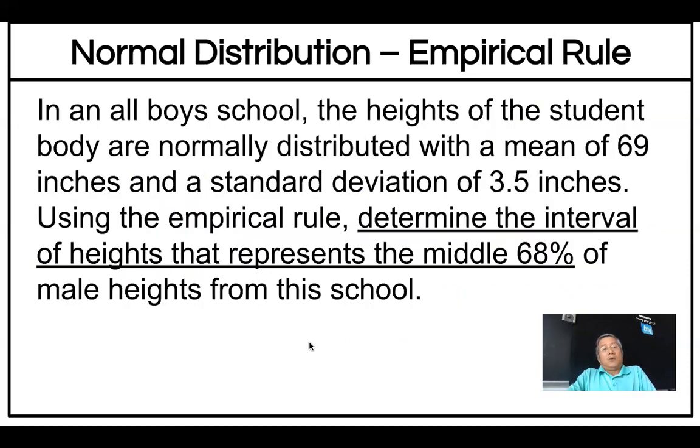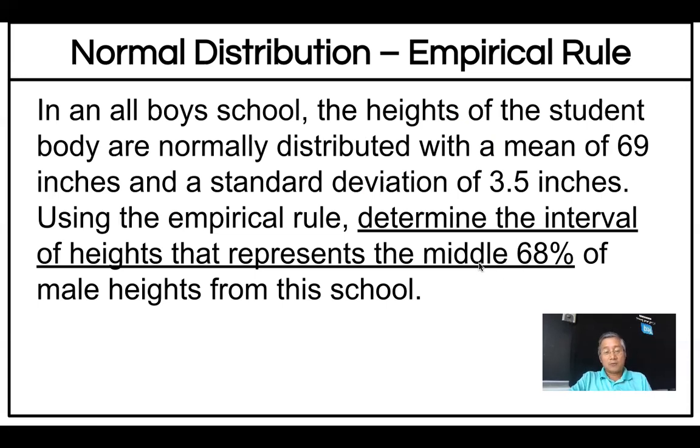In an all-boys school, the heights of the student body are normally distributed. So we are using the normal distribution. The mean is 69 inches, and the standard deviation is 3.5 inches. Using the empirical rule, which means 68% for one standard deviation range, 95% for two standard deviation range, and 99.7% for three standard deviation range, determine the interval of height that represents the middle 68% of male heights from this school.